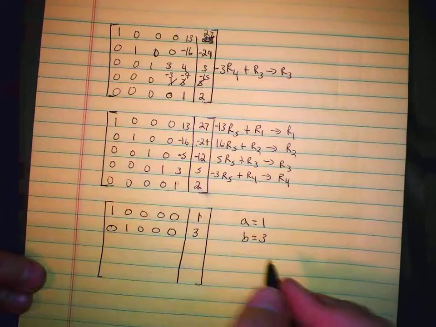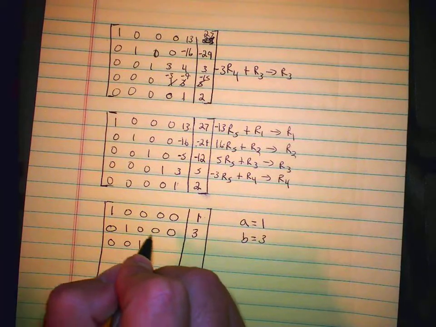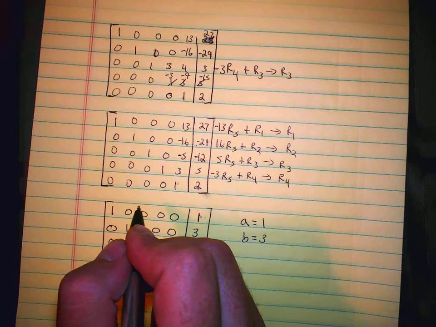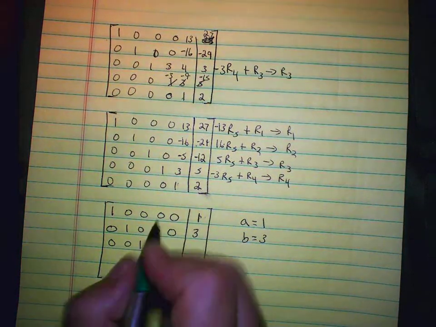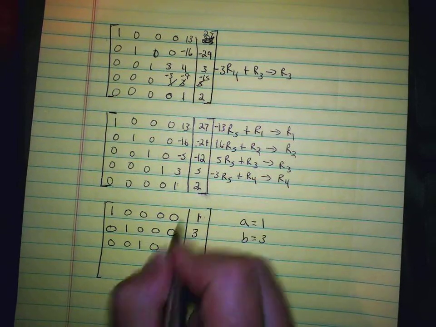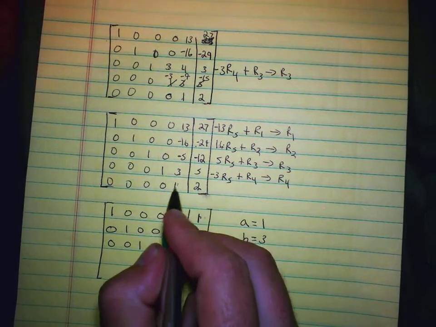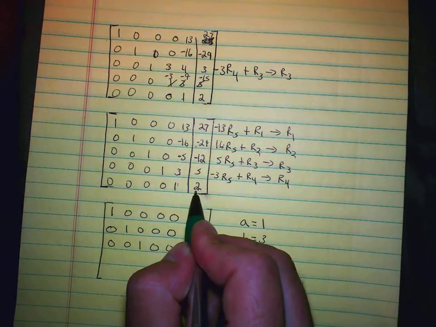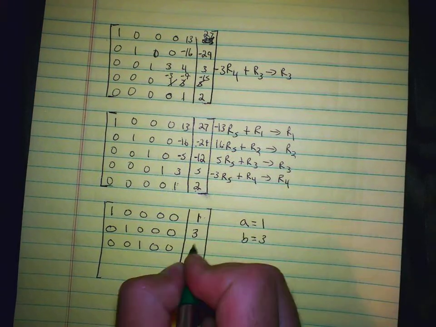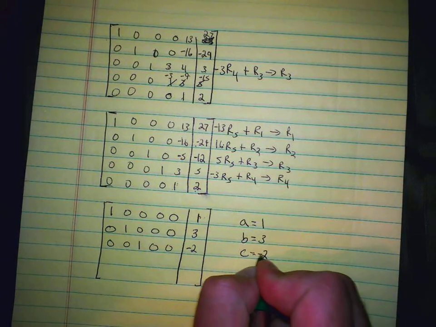Alright. 0, 0, 1. 0, negative 5, we're going to multiply that by 5, or I'm sorry, negative 1 times 5 minus 5 is going to give you that 0. 2 times 5 is 10. 10 minus 12 is going to give me negative 2 here. So C will equal negative 2.